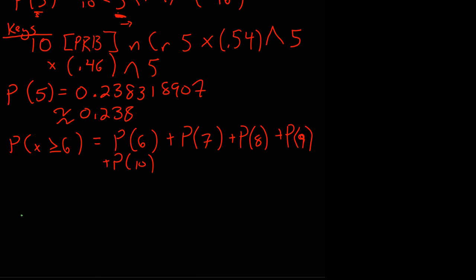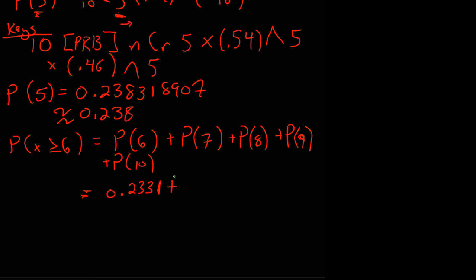computation. So what I'm going to do here is hit up arrow on my calculator. I'm going to have 10 NCR, and I'm going to change the 5 to a 6. I'm going to have 0.54 to the 6th now instead of a 5, and 0.46 to the 4th. And that gives me 0.2. I'm going to keep 4 decimal places and then round when I'm done. So 0.2331.